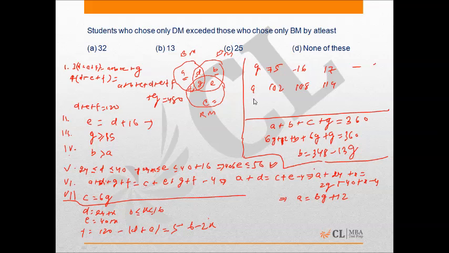So let's see what could be the possible value of B. When G is 15, B will be 153. When G is 16, B will be 140. When G is 17, B will be 127. When G is 18, B will be 114, which is not possible because B is more than A. So G can assume only three values, and these values are 15, 16 and 17.